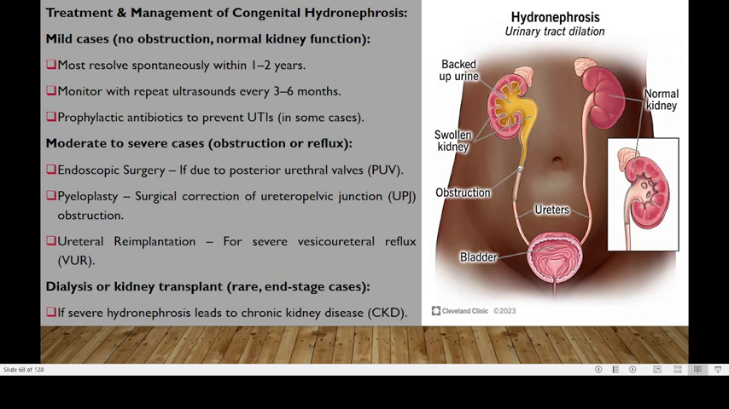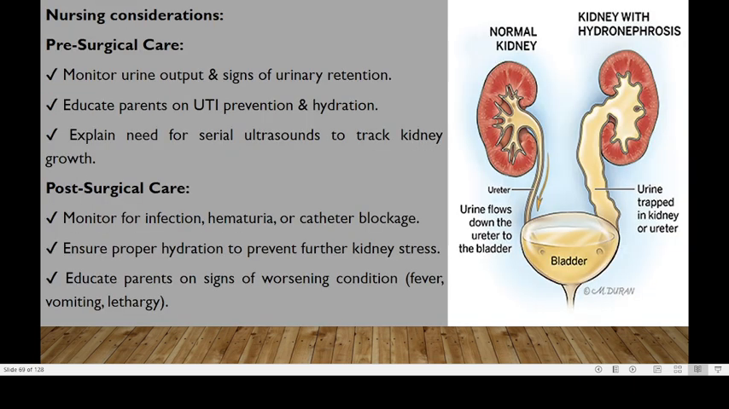For moderate to severe cases, that is cases where we have obstruction and reflux, we could do endoscopic surgery if this is due to posterior urethral valves. We could also do pyeloplasty, this is a surgical correction of the ureteropelvic junction, and ureteric reimplantation for severe vesicoureteral reflux disease. Dialysis or kidney transplant is for the rare, end-stage cases. So if severe hydronephrosis leads to kidney disease, you have to perform that.